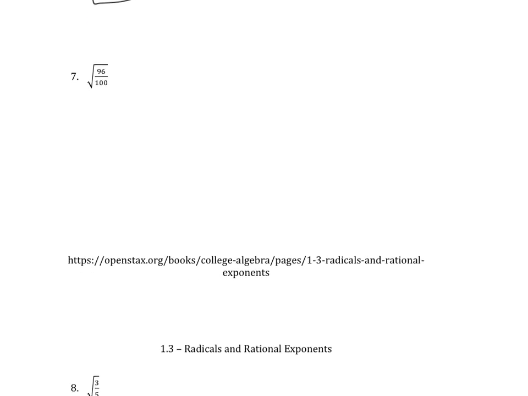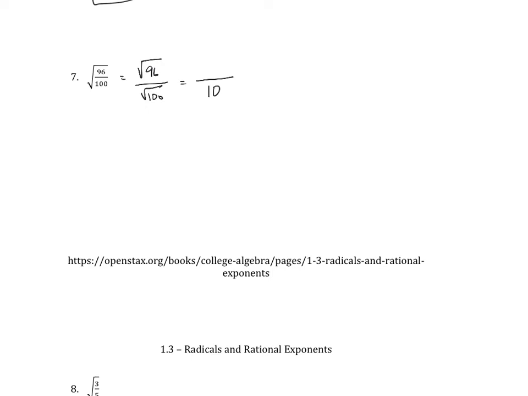All right, number 7. We want to find the square root of this fraction. All you have to do is find the square root of the top and the square root of the bottom. So this is the same as the square root of 96 over the square root of 100. So 96, that's not a perfect square. 100 is, that's 10, right? Because 10 times 10 is 100.